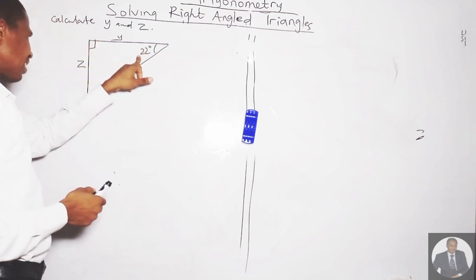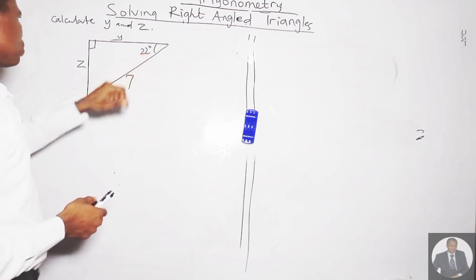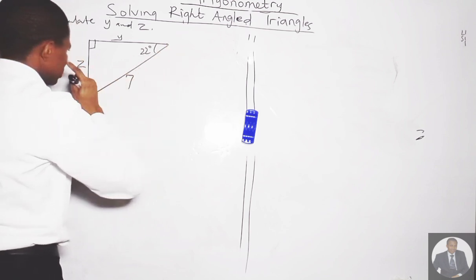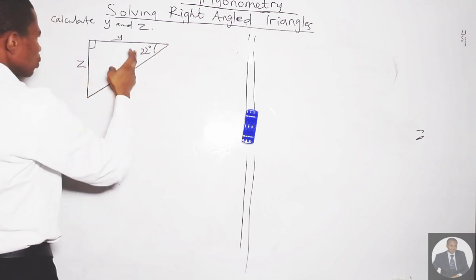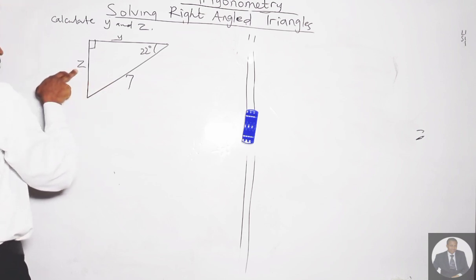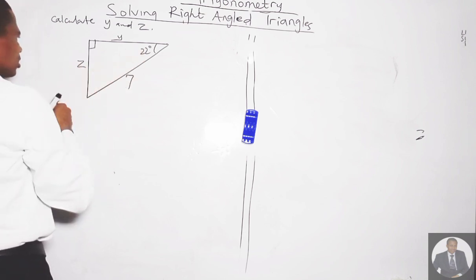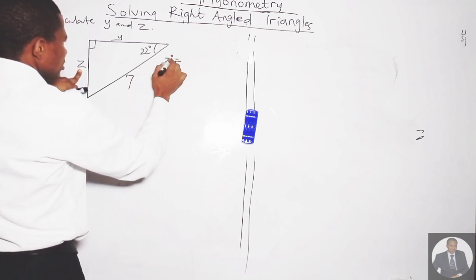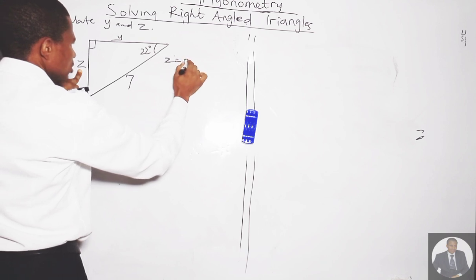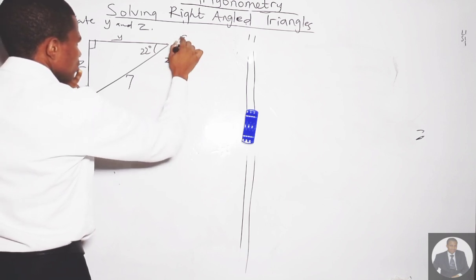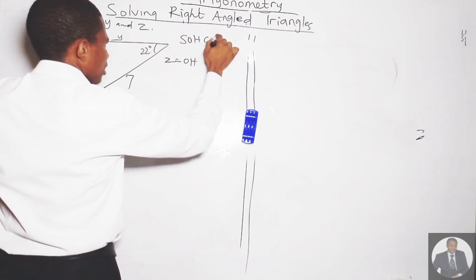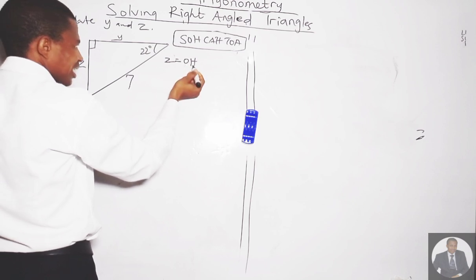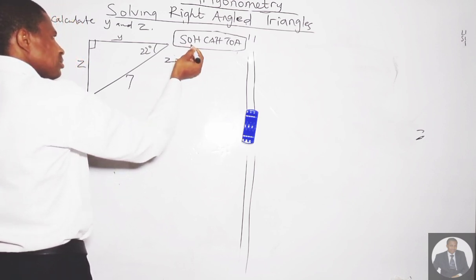Now, we have been given an angle here. This is 22 degrees. With what we have been given, what is y, what is z? We are given the hypotenuse. So we can consider the hypotenuse and this side, which will be opposite z. If we are looking for z using the hypotenuse, we have been given opposite and hypotenuse. So we can use sine.